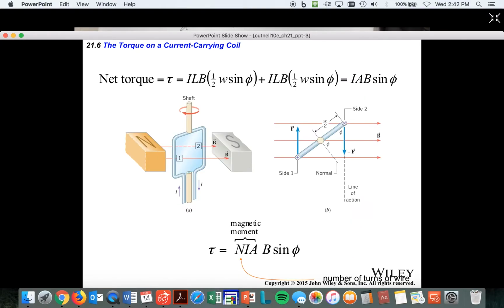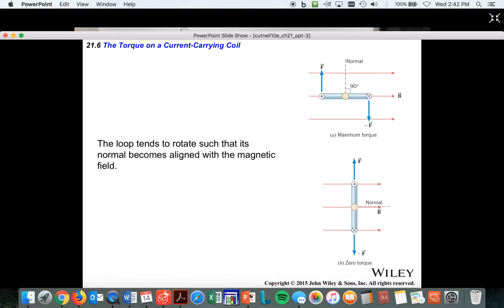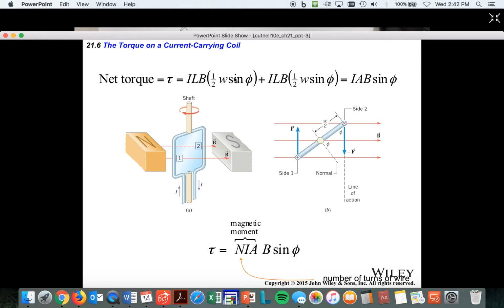All right, so now here's what happens. The net torque on this thing is ILB times 1/2 W times the sine of theta. What are we calling W? Gosh dang it, I hate it when I do this. Oh, the width. Width sine theta. LB. Notice L times the width becomes A, the area.